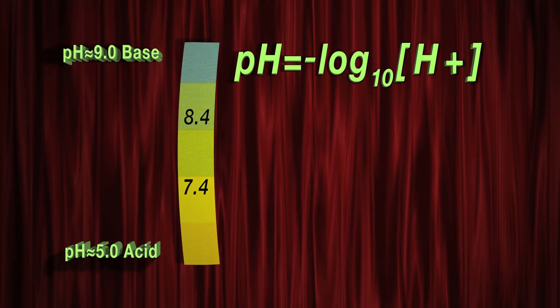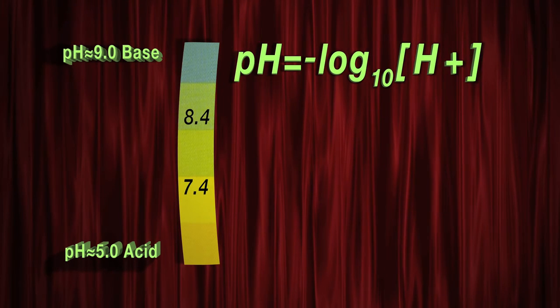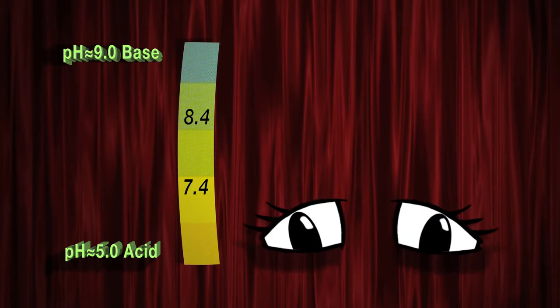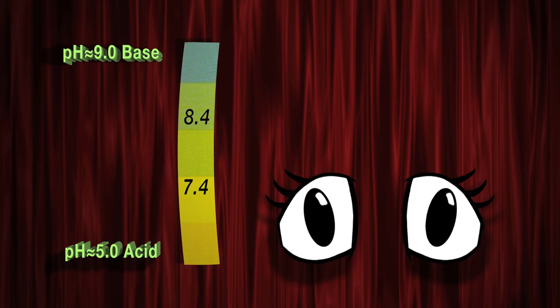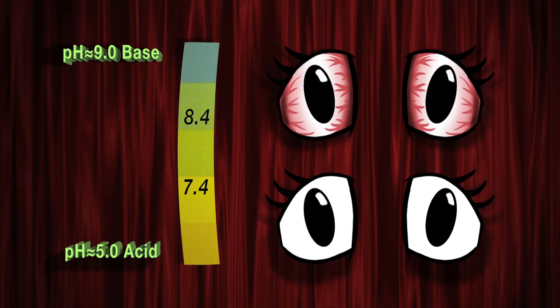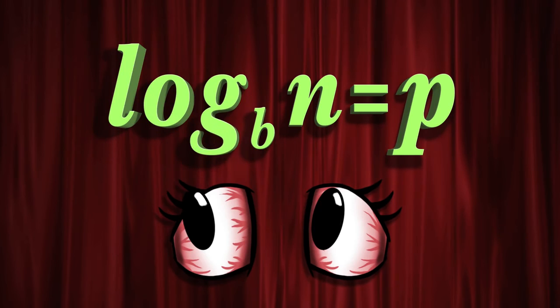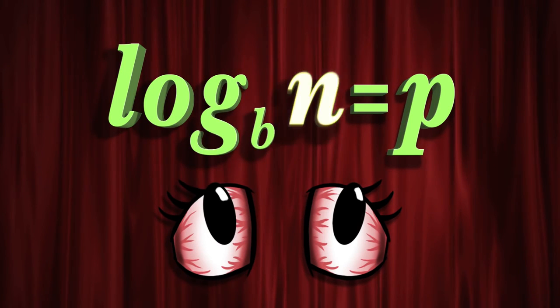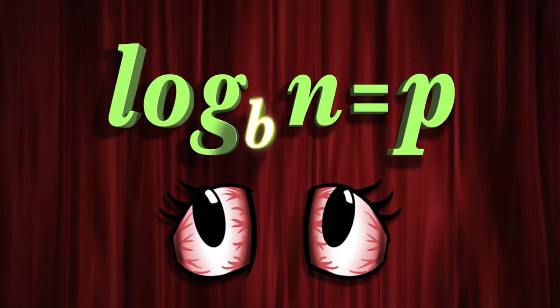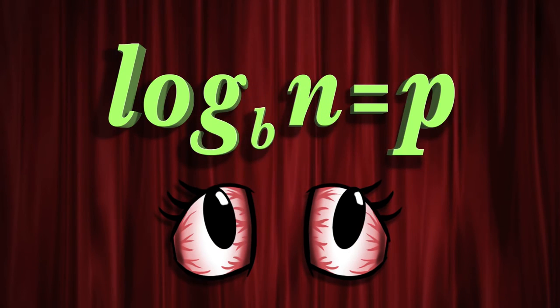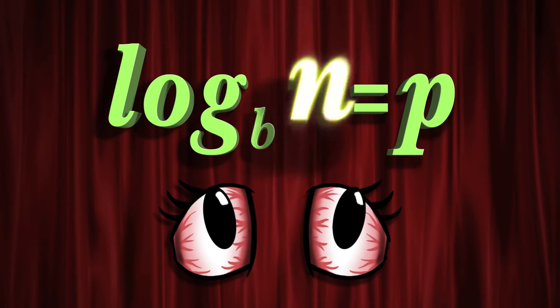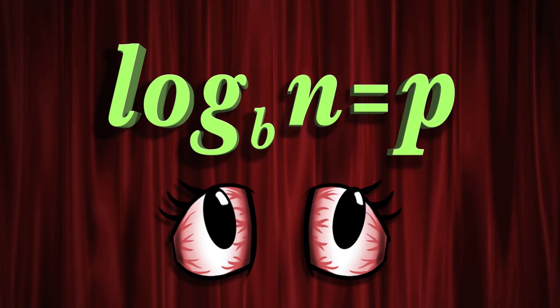Since the tears in our eyes have a pH of about 7.4, the H+ concentration of 0.00000000398 will feel nice on your eyes, but the pH of 8.4 will make you feel itchy and red. It's easy to remember logarithms. Log base b of some number n equals p by repeating: the base raised to what power equals the number?